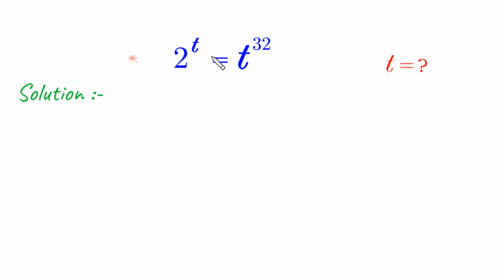2 to the power t is equal to t to the power 32. Our job is to find the value of t. So let's start. 2 to the power t is equal to t to the power 32. We take power 1 over t on both sides.